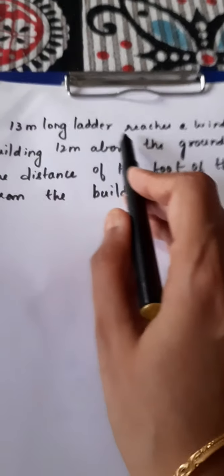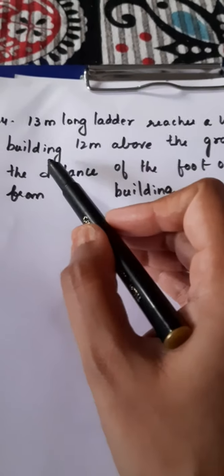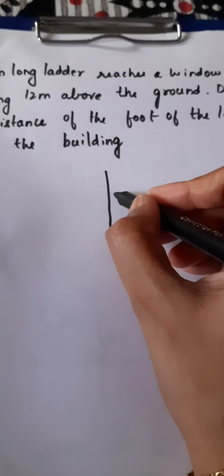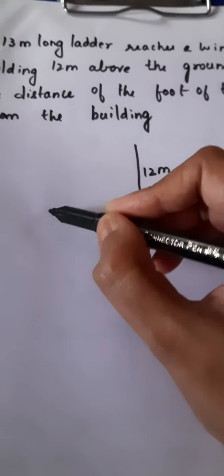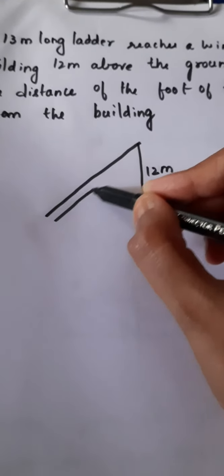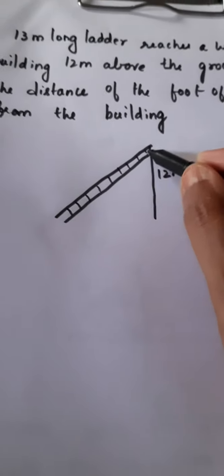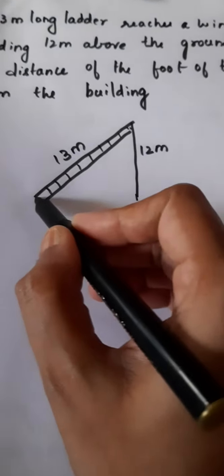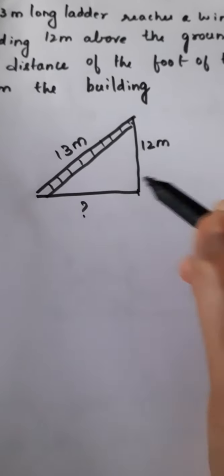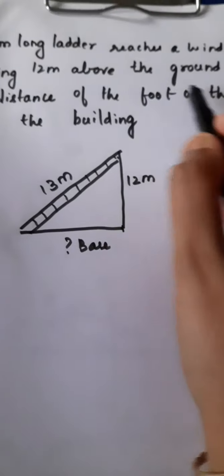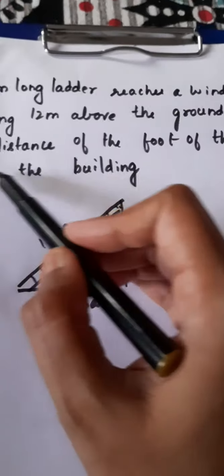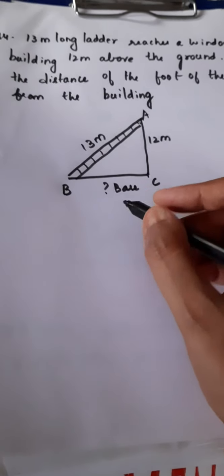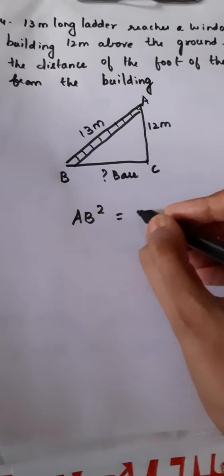Next question, a 13 meter long ladder reaches a window of a building 12 meters above the ground. So here the ladder is the hypotenuse and 12 meters is the height of the window above the ground level of the building. We need to visualize this as a right angle triangle and find the base. The other two sides are given. We need to find the distance from the foot, so that's the base. We can name the triangle ABC.